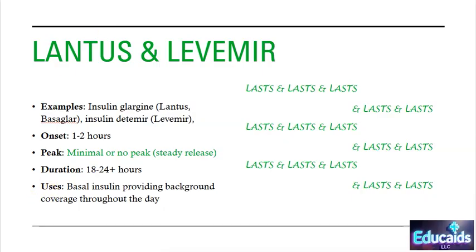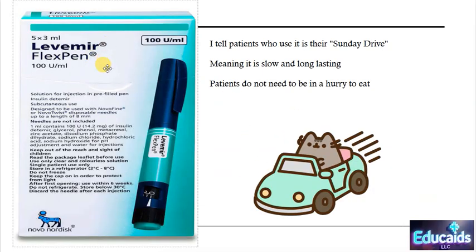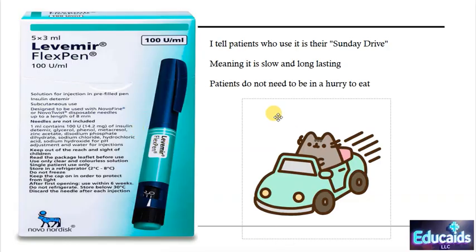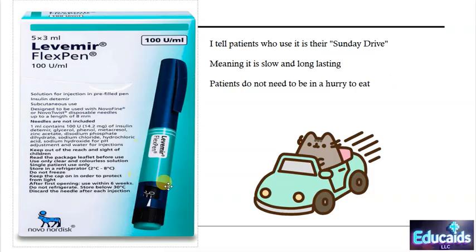I also tell my patients, with Levemir, our long-acting ones, it's their Sunday drive. It's once a day. It's long lasting, and if they take it just once a day, sometimes this is all the insulin that people take. They just need a basal insulin, a once a day insulin, to keep their sugars in check. These guys can take it and then go to the restaurant. It's not like they have to hurry up and eat something, because it doesn't hit them like a log.